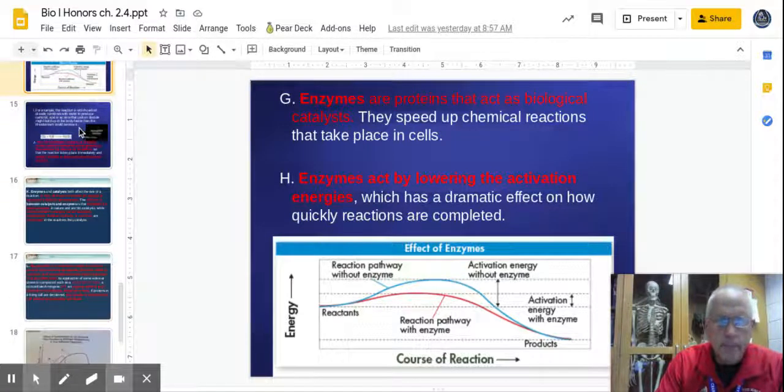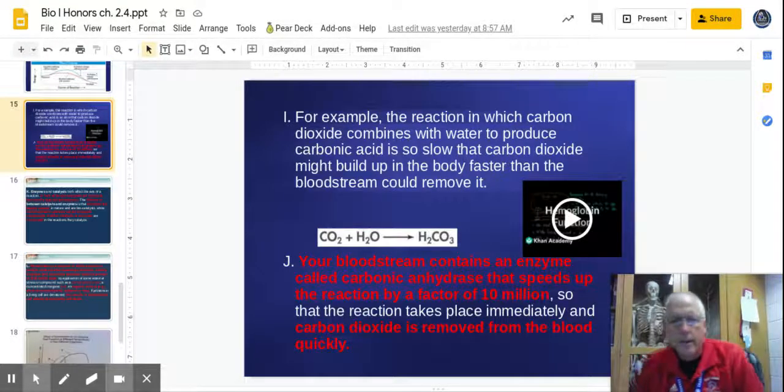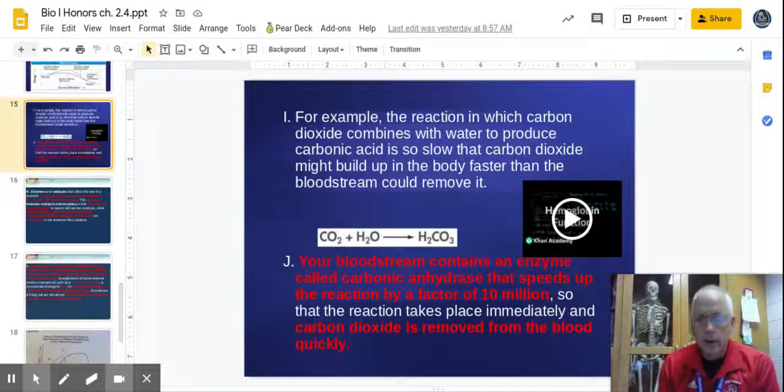So let me give you a pretty dramatic example of this. So we just got like 3 more slides, okay? So let's take carbon dioxide. Carbon dioxide combines with water to produce carbonic acid. And carbon dioxide builds up in our body faster than our bloodstream can get rid of it. So we gotta get rid of it. If we don't get rid of CO2, we don't live. Okay, we die. So CO2 and water produces H2CO3, which is carbonic acid. Okay, and then we can get rid of it, and we breathe it out every single day.